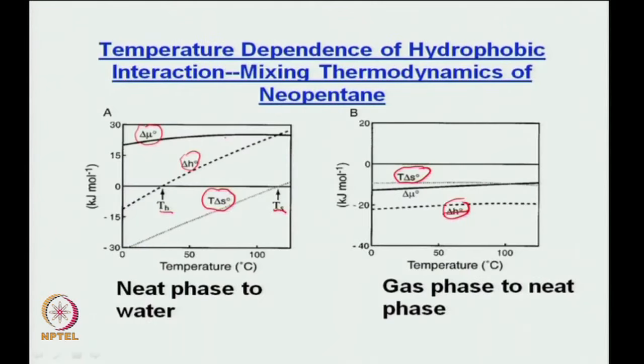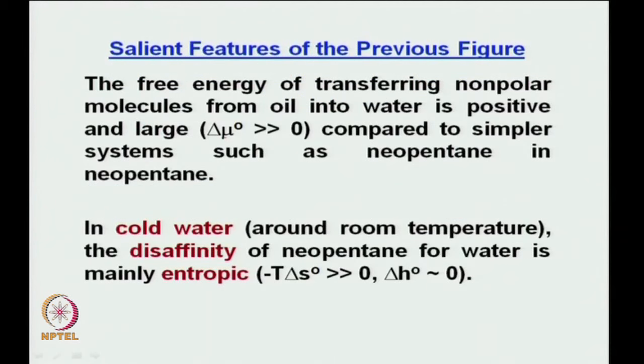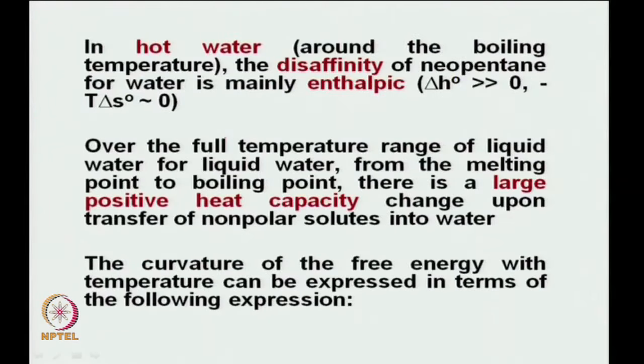In cold water, at Th, delta H 0 is equal to 0, that means delta G 0 is equal to minus T delta S 0. Hence, in cold water your disaffinity is primarily entropic in origin. Now you move up, in hot water the disaffinity is primarily enthalpic in origin, because at Ts your delta S 0 is equal to 0.